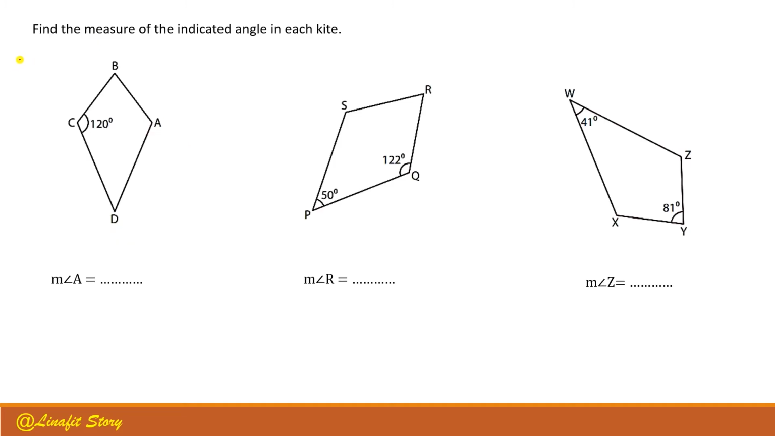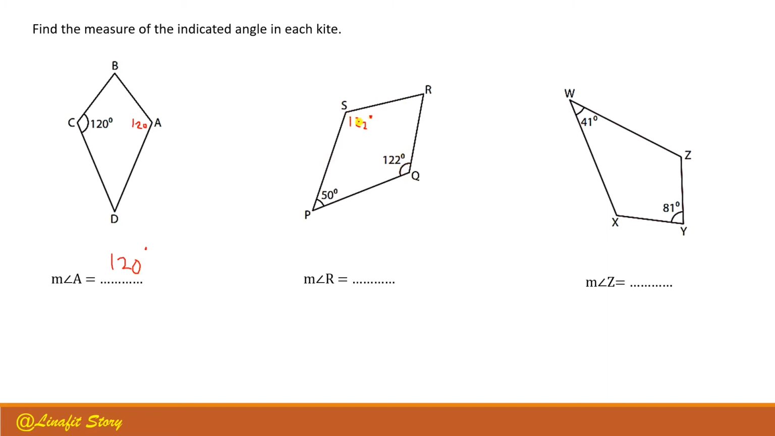Find the measure of the indicated angle in each kite. The measure of angle A, this is the opposite angle. Opposite angles are equal. So A is also 120 degrees. The measure of angle R, opposite angles are equal. This is 122. This is also 122 degrees.